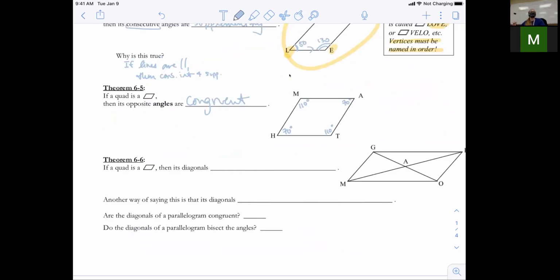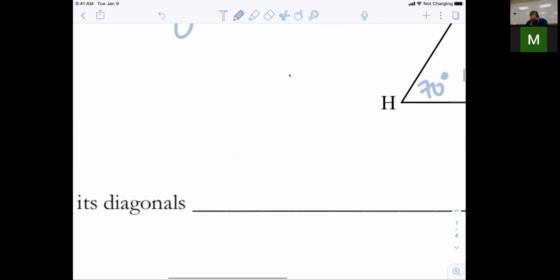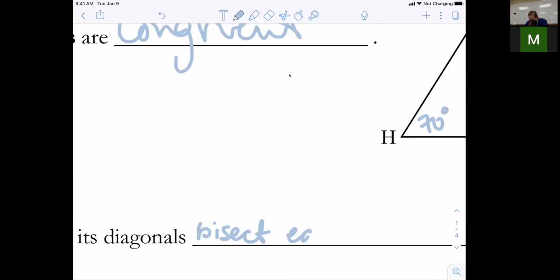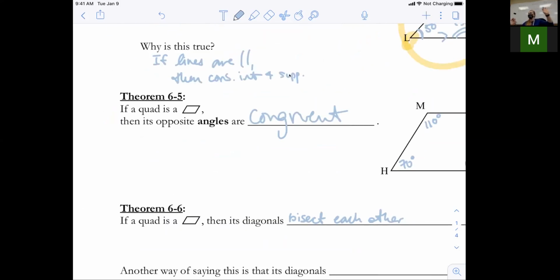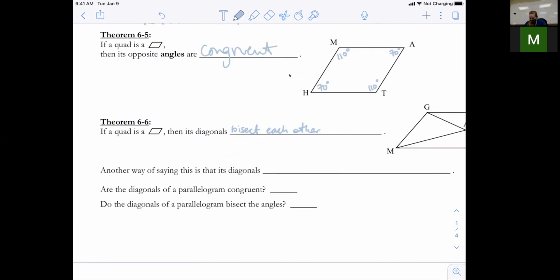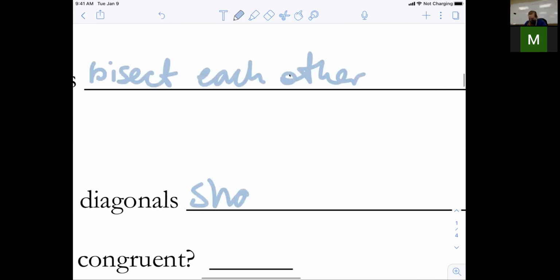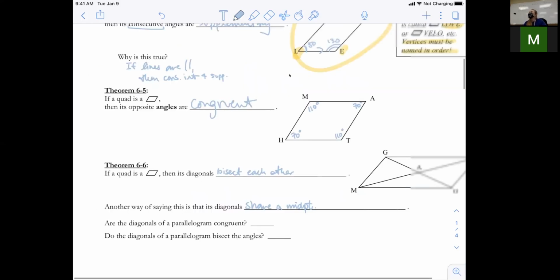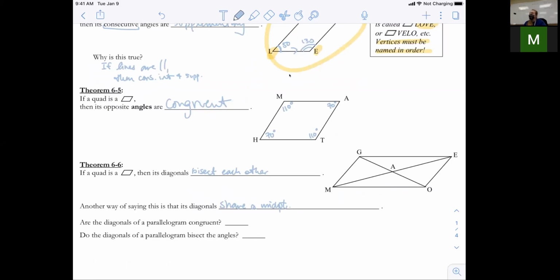The last one is one I always forget. It's one you probably don't already know. This one is talking about the diagonals. The diagonals bisect each other. So remember, a diagonal goes from one vertex to another vertex across through the shape. These bisect each other. Another way of thinking about this is saying that the diagonals share a midpoint. That means that GA and AO are congruent, and it means that MA and EA are also congruent.